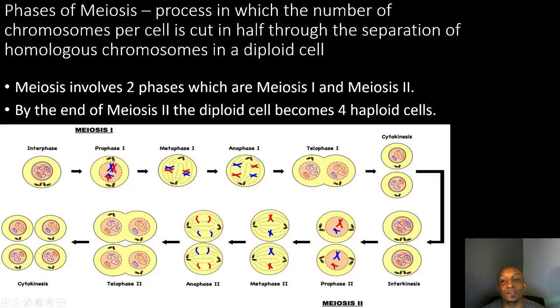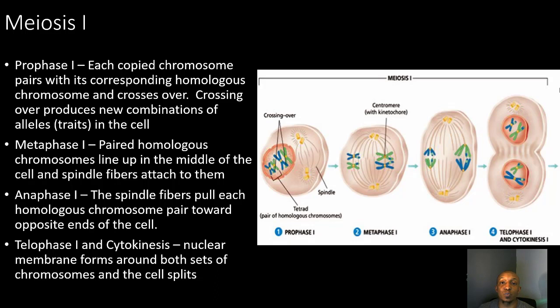This is the process in which the number of chromosomes per cell is cut in half through the separation of homologous chromosomes in a diploid cell. Meiosis involves two phases, which are meiosis 1 and meiosis 2. By the end of meiosis 2, the diploid cell becomes 4 haploid cells, as you can see right here. Let's take a closer look at meiosis 1.